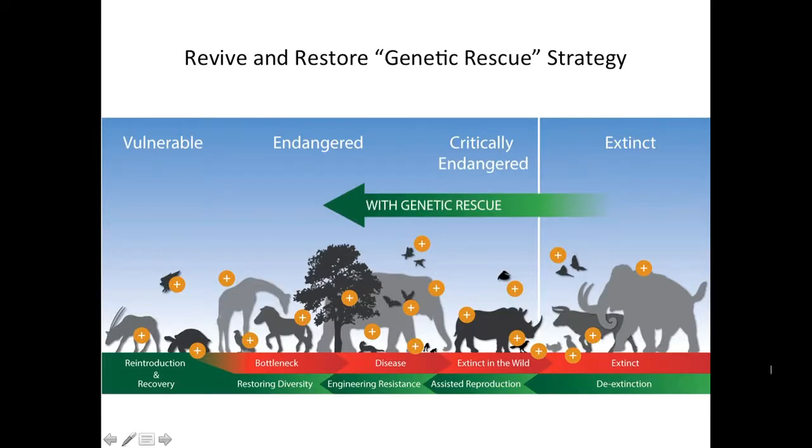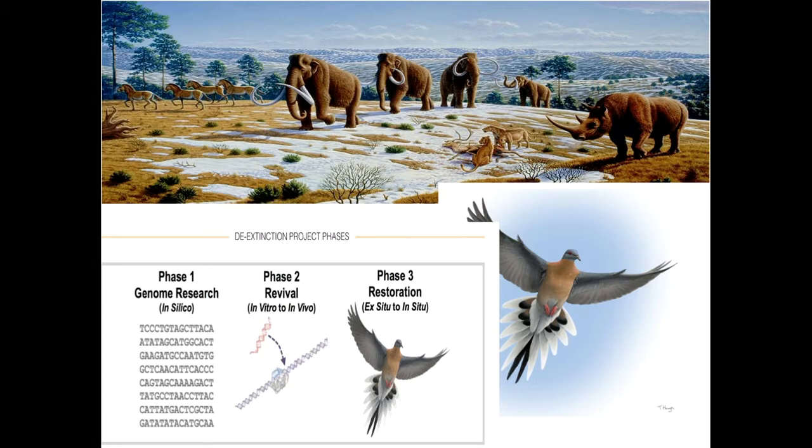Revive and Restore is one program looking to reintroduce some already extinct species back into the environment. They seek to enhance biodiversity by sequencing the genome and reviving extinct species from fossil DNA. Two of their projects include the revival of the woolly mammoth and passenger pigeons.